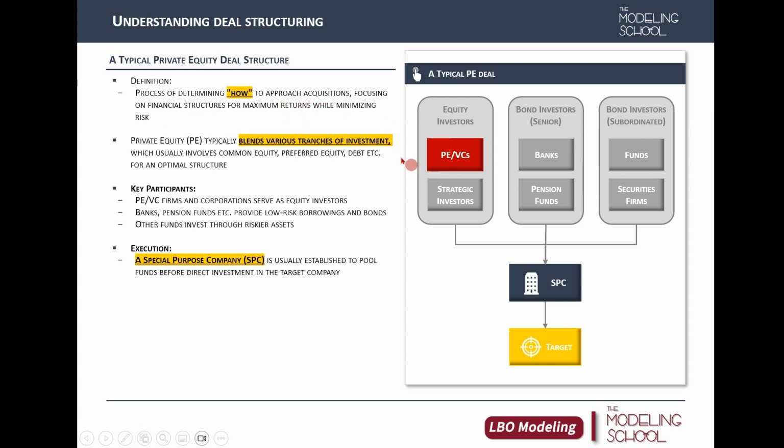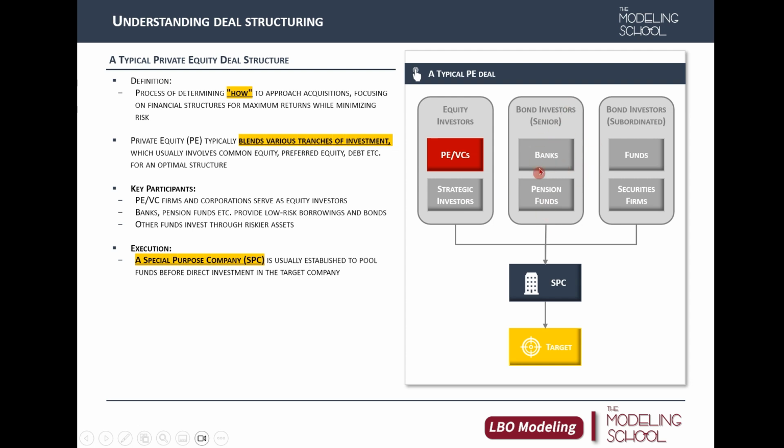So private equity firms, when they do the deal structuring, blend various tranches of investment like bonds, preferred equity, loans, all sorts of financial instruments. A typical deal structure will involve equity investors, bond investors, and subordinated bond investors. And usually equity investors will invest around 20 to 50% of the total deal in a typical leveraged buyout deal.